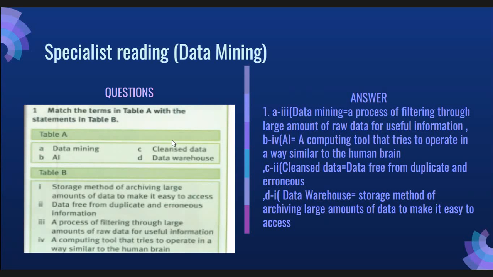B matches with data number 4, a computing tool that tries to operate in a similar way to the human brain. C matches with data number 2, which means data free from duplicates and errors. D matches with data number 1, the data warehouse, a storage method of receiving large amounts of data to make it easy to access.